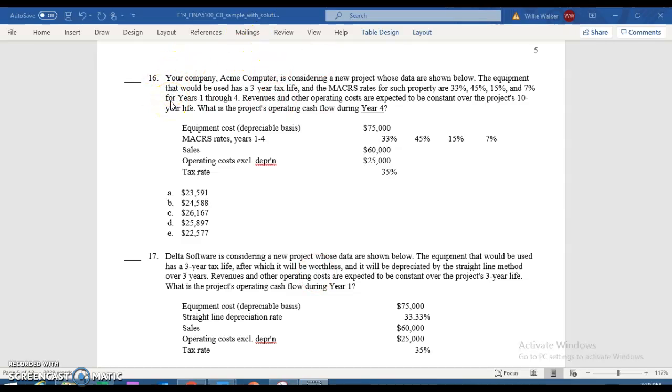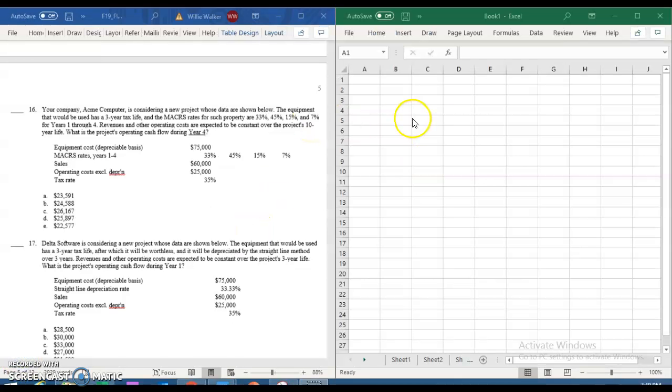Question 16 asks us to solve or find the operating cash flow for year 4. We have sales, we have cost of those sales, we can calculate the depreciation expense, and we can also calculate the amount of tax. We have everything we need in order to compute the operating cash flow for year 4. So you want to write down what you have. You're going to start with sales. Then you're going to start with costs.